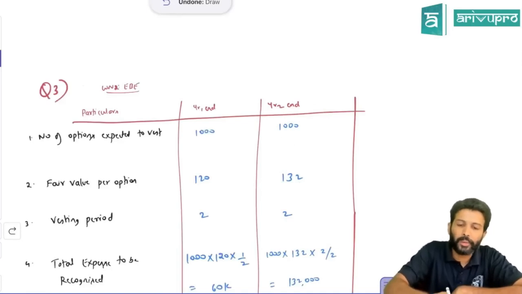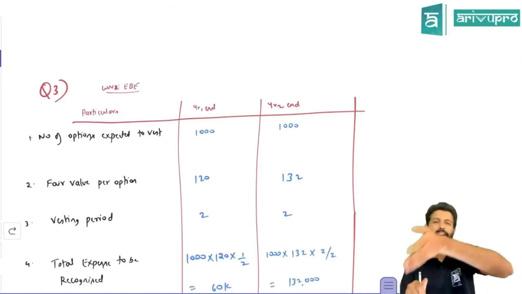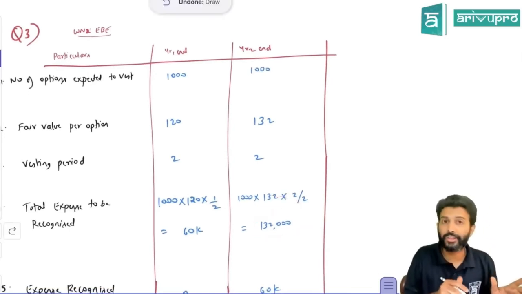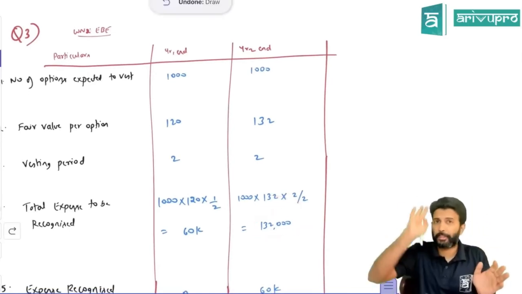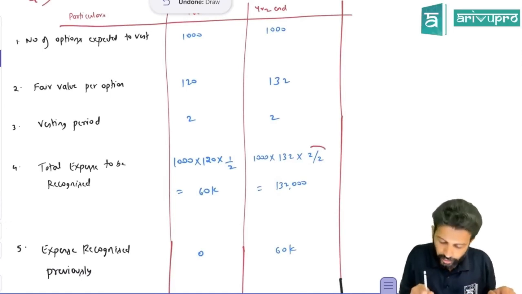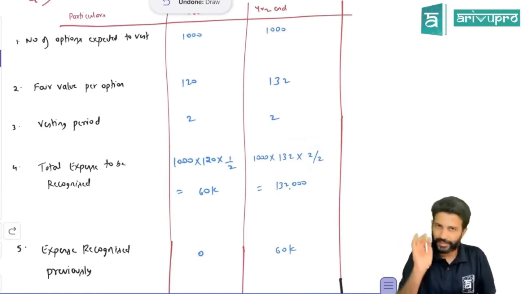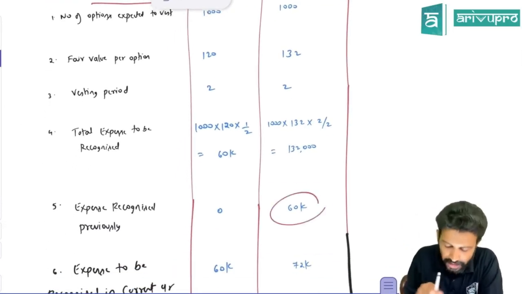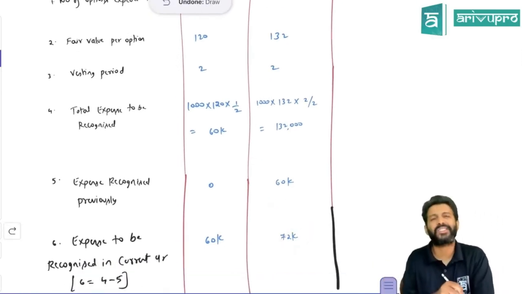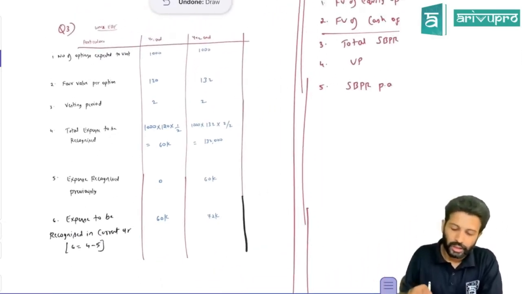1,000 into 132 will be 1,32,000. You are at the end of the second year. So the vesting period is also 2 years. So the entire 1,32,000 you should have recognized. This is the total expenditure. By the end of the second year, totally you should have recognized 1,32,000. Hence, if you want, you can do 2 by 2 at the end or leave it off. It's fine. Okay. So how much have you recognized in the previous year? In year 1, 60,000 is already recognized. So now you have to just recognize 72,000 more. Okay. That's all it is.